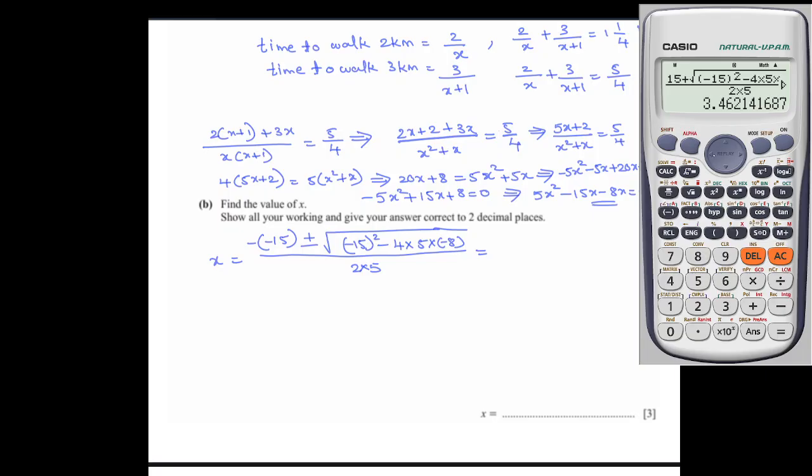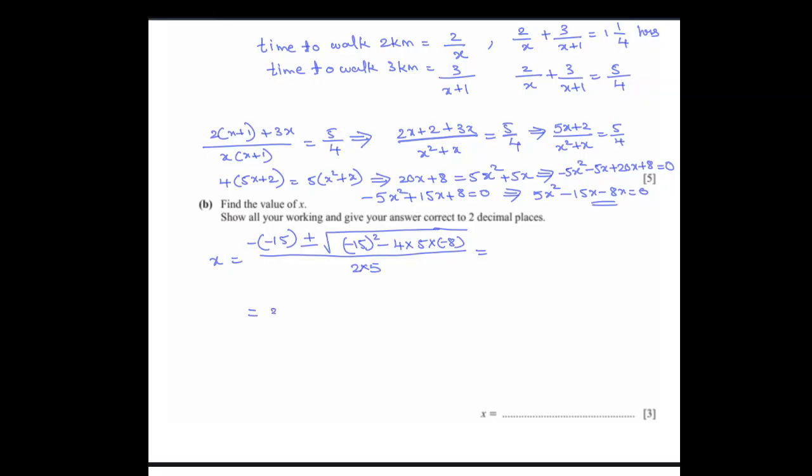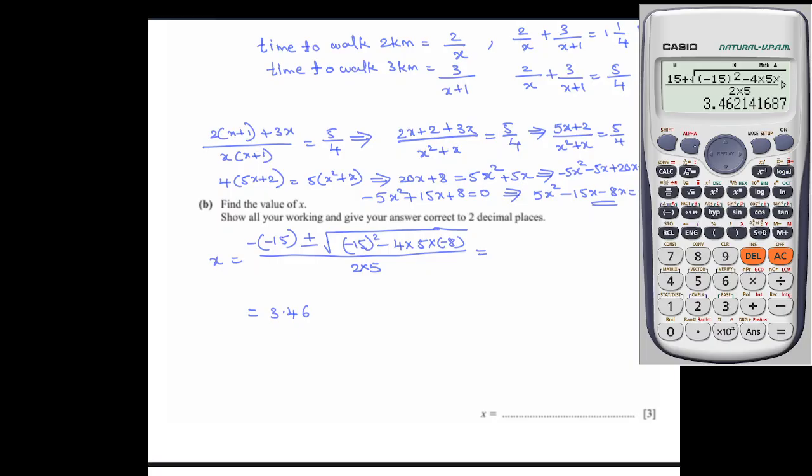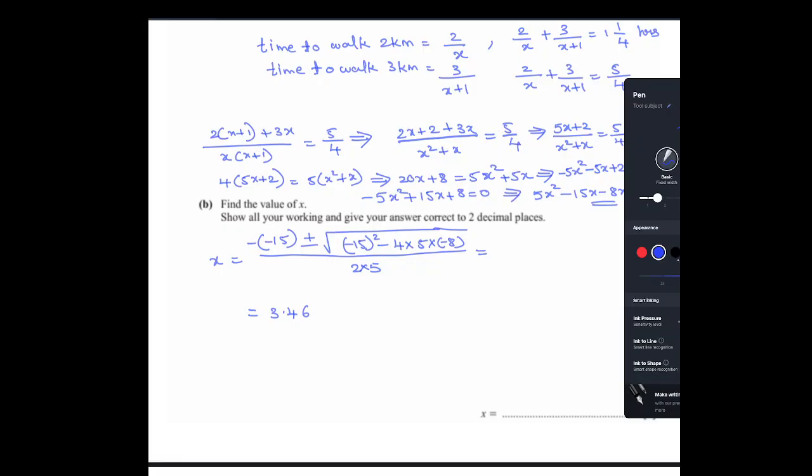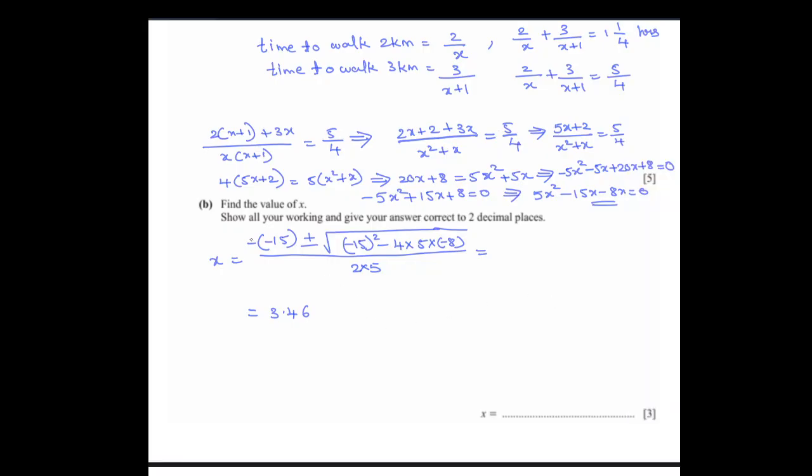Let me write this: 3.46 is the time taken. Now if I take minus instead of plus, I get a negative value. Negative time cannot be taken, so there is no need to do that. Just leave it and write 3.46 hours is the time taken. We just need to find the value of x, so that should be a positive value. So 3.46 is the answer.